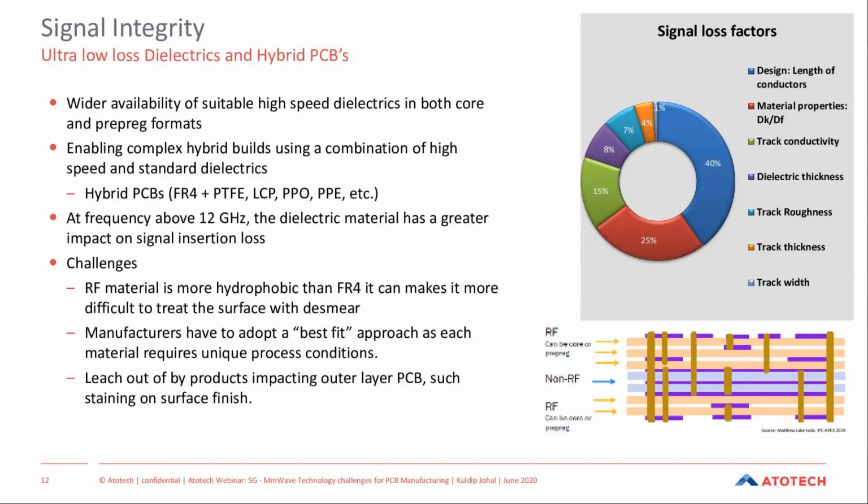So when I break down signal integrity and its key factors, you can see by the pie chart here that one of the key factors, as I mentioned before, is the length of the conductor. The material properties play a key role, and another factor is the track conductivity and dielectric thickness, and track roughness. All of these play a key role. So a combination of all these factors will obviously have an influence at the end of the day.